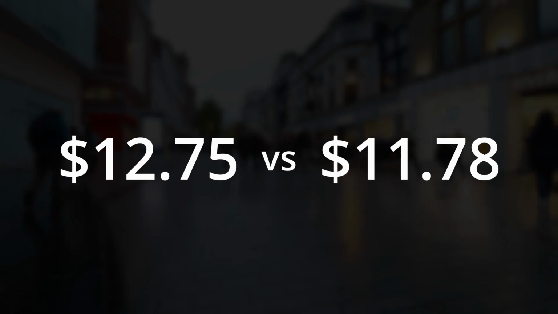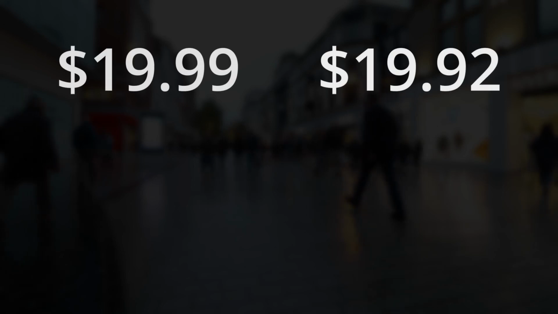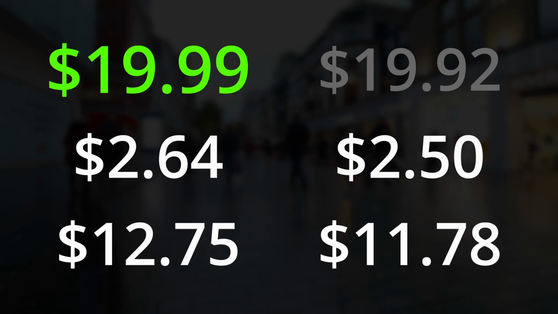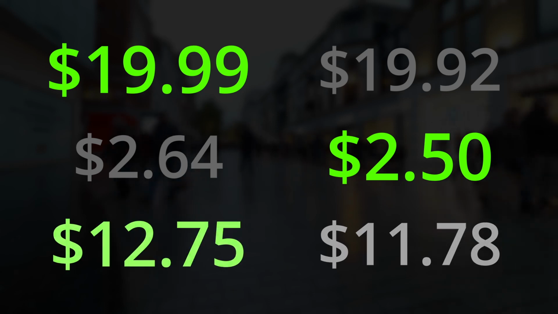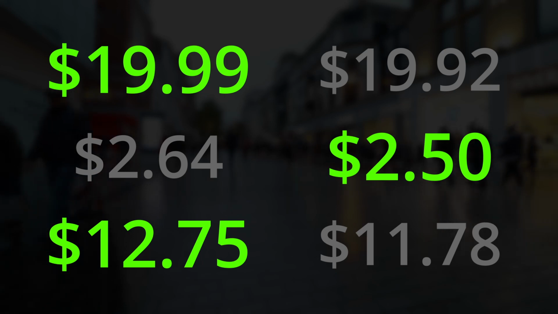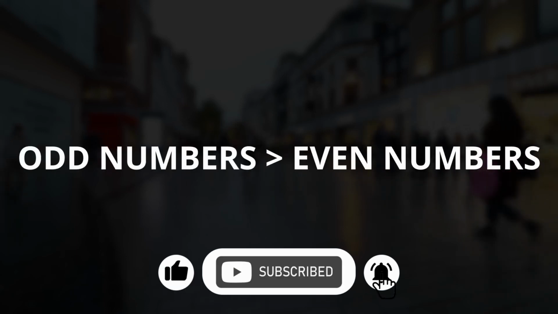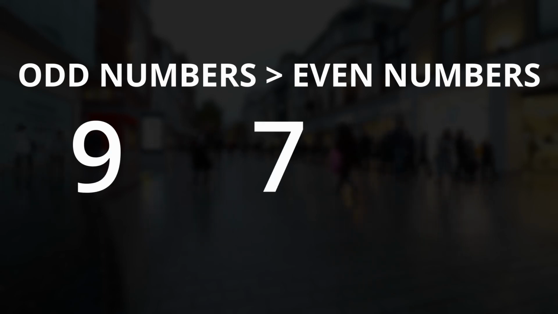Chances are you would have the same choices as me. You would pick $19.99 over $19.92, and you would pick $2.50 instead of $2.64, and you would pick $12.75 rather than $11.78. Is that right? Somehow when it comes to prices, we human beings tend to be more drawn to the odd numbers than the even numbers, particularly the numbers 9, 7, and 5.